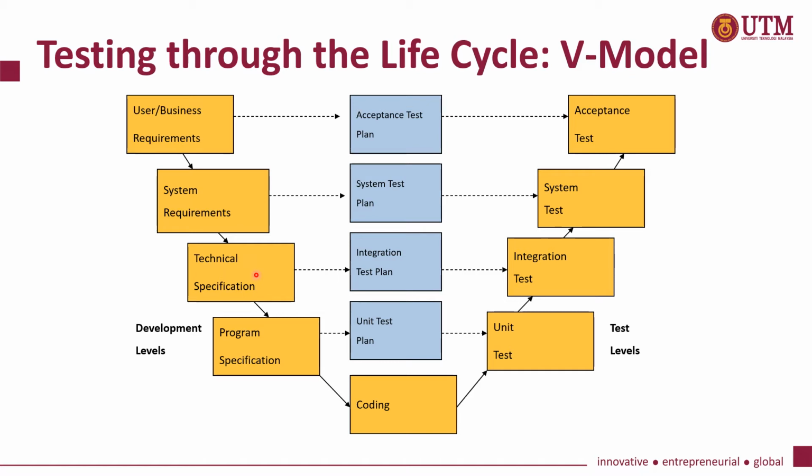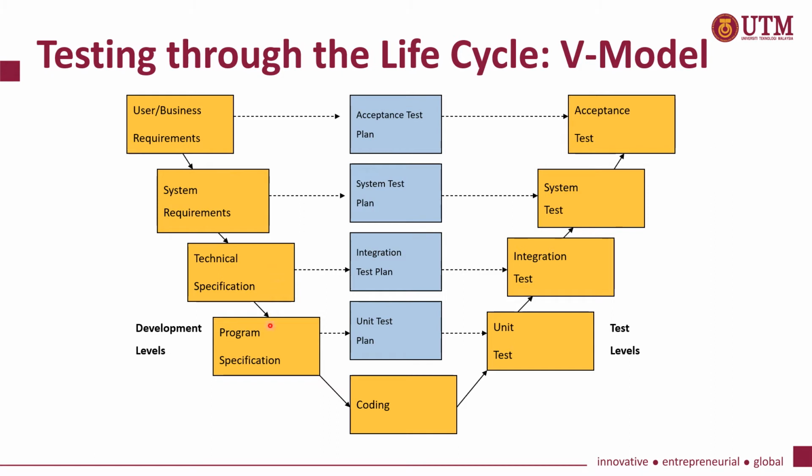The third level is the technical specification, in which, based on the system requirements document, the technical specification document is produced. This document has all the required technical details such as hardware, software, and programming language to be used in designing the system.